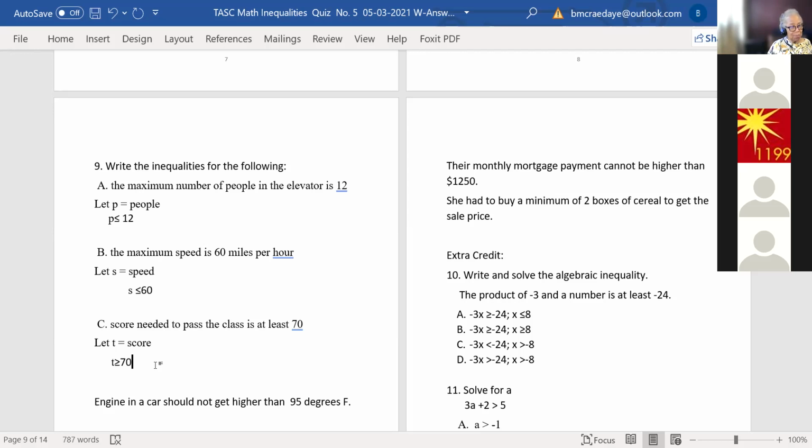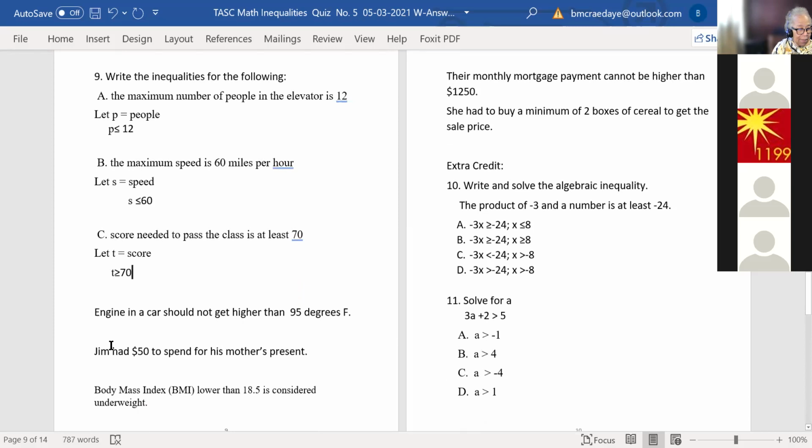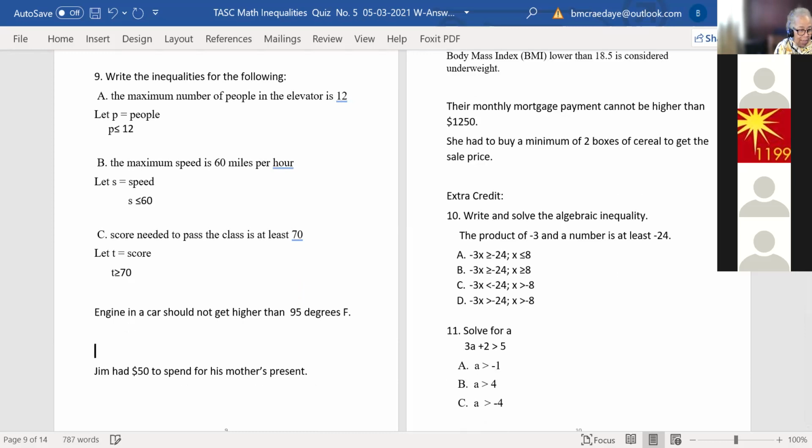Okay, Vanessa, I've got some other examples I want you to try. The engine in a car should not get higher than 95 degrees Fahrenheit. How would I show that as an inequality, Vanessa? What would my inequality be?